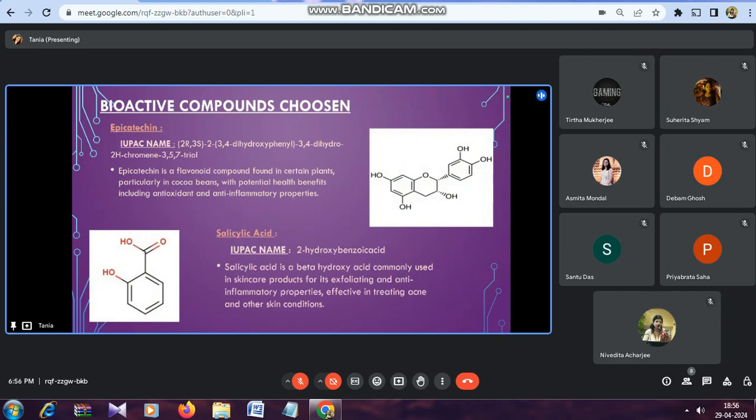These are the two bioactive compounds that I have chosen. First one is epicatechin. This is the structure and the IUPAC name of epicatechin. Epicatechin is basically a flavonoid compound which is found in certain plants and it has antioxidant and anti-inflammatory properties. Second one is salicylic acid. Salicylic acid is a beta hydroxy acid and commonly used in skincare products.